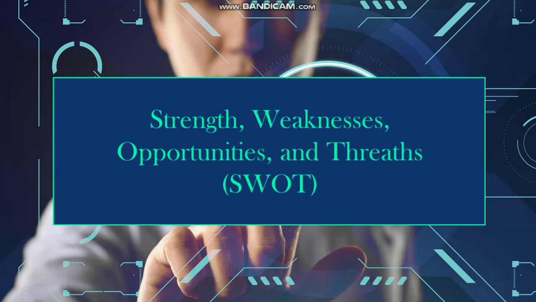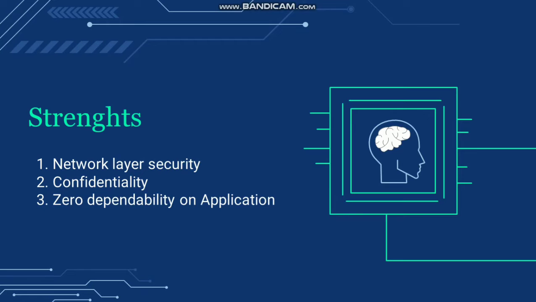So let's proceed with the SWOT: strengths, weaknesses, opportunities, and threats. So first, strengths. The first strength of IPsec is network layer security. IPsec operates at layer 3, the network layer. As a result, it has no impact on higher network layers. In other words, one of the biggest strengths of IPsec is its transparency to applications. The end user need not bother about IPsec or its configuration. Additionally, as it works at the network layer, IPsec allows monitoring of all the traffic that passes over the network.